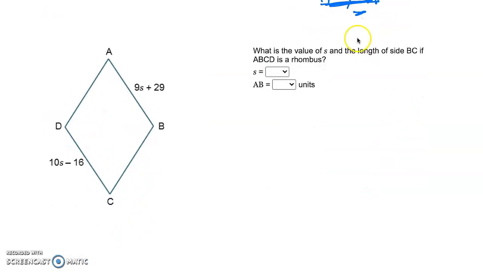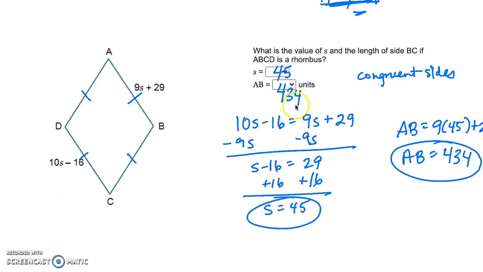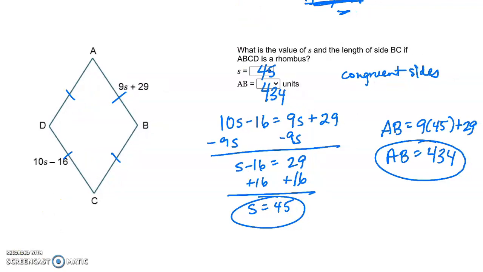What is the value of S and the length of side BC? Remember a rhombus. What do we know about a rhombus? They have congruent sides. So we know that all four sides are congruent. So see if you can pause and set this up and solve this one. All right, pause the video and see how you did on this one. We just set those two sides equal to each other and solve for S. We get 45, and then we can just substitute 45 back into AB, and we get 434.